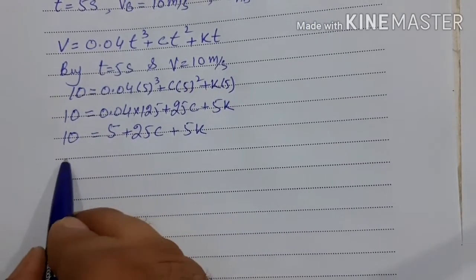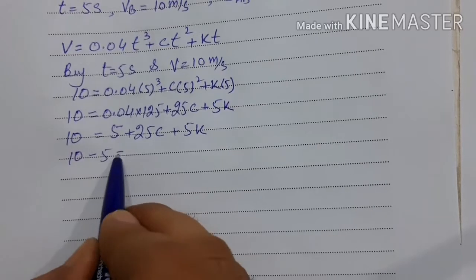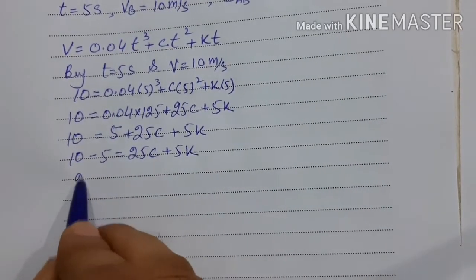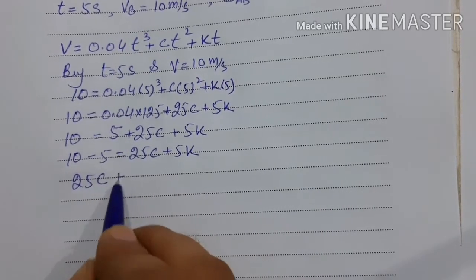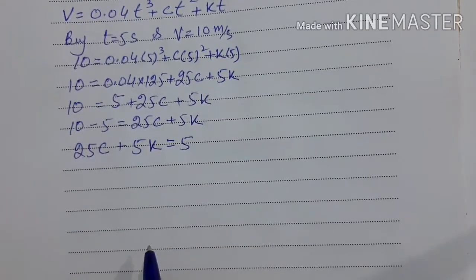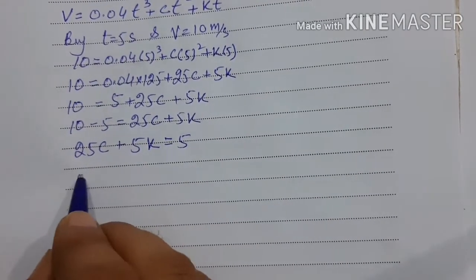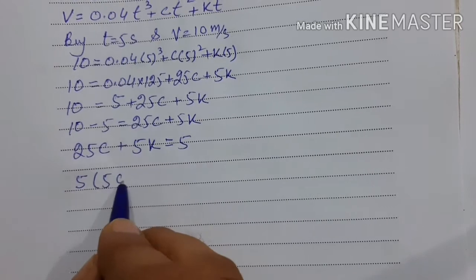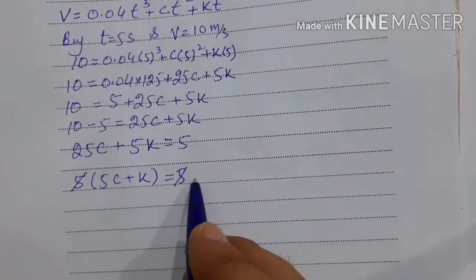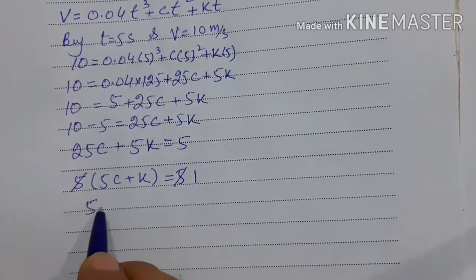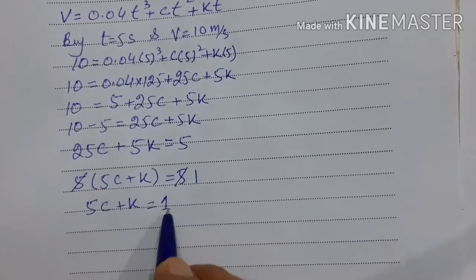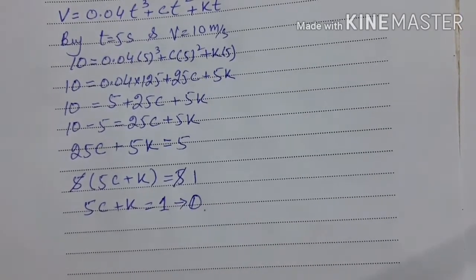So take 5 on the left. 10 minus 5 is equal to 25c plus 5k. So I will get 25c plus 5k is equal to 5. I can take 5 common, so 5 times (5c plus k) is equal to 5. So this 5 cancelled, and the final equation will be 5c plus k is equal to 1. This is equation number 1.